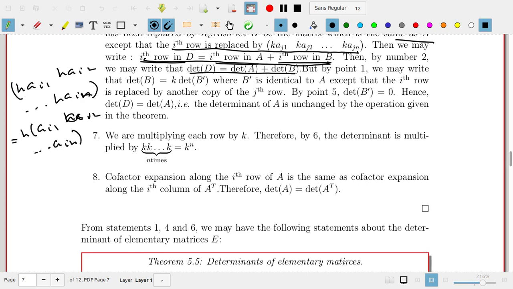Now notice something here: in V, the ith row is replaced by the jth row. So this is kaj1, kaj2, ..., kajn. And we have two identical rows.